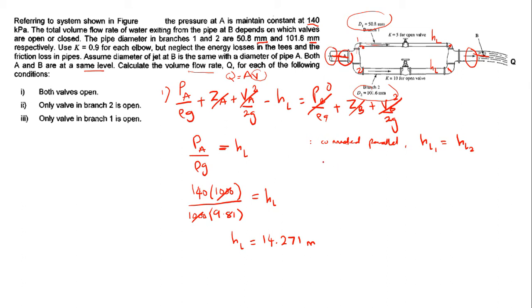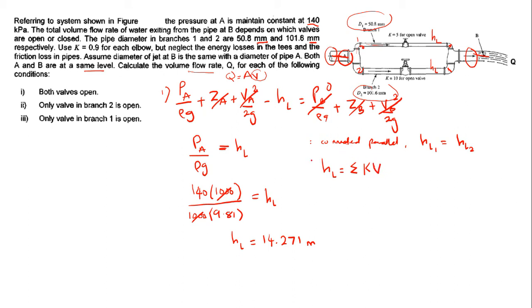And we know HL, because we only have the minor losses from the elbow and from the valve, and they ask us to neglect the energy losses in the friction losses. So we only have the minor losses. And we know the minor losses equation is the summation of K, the minor loss coefficient, times V squared over 2g.